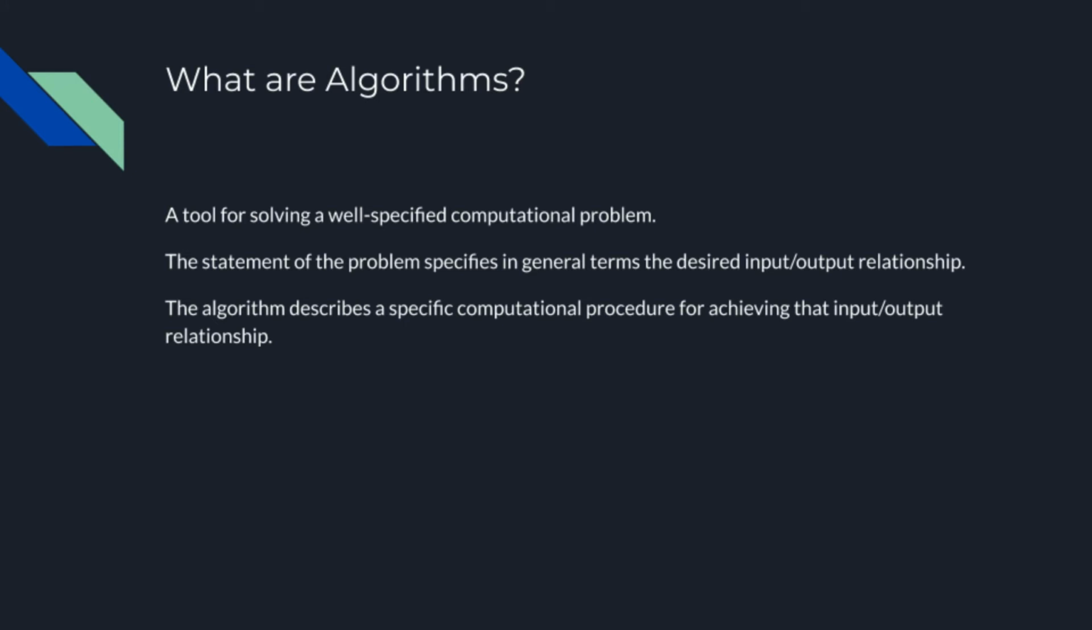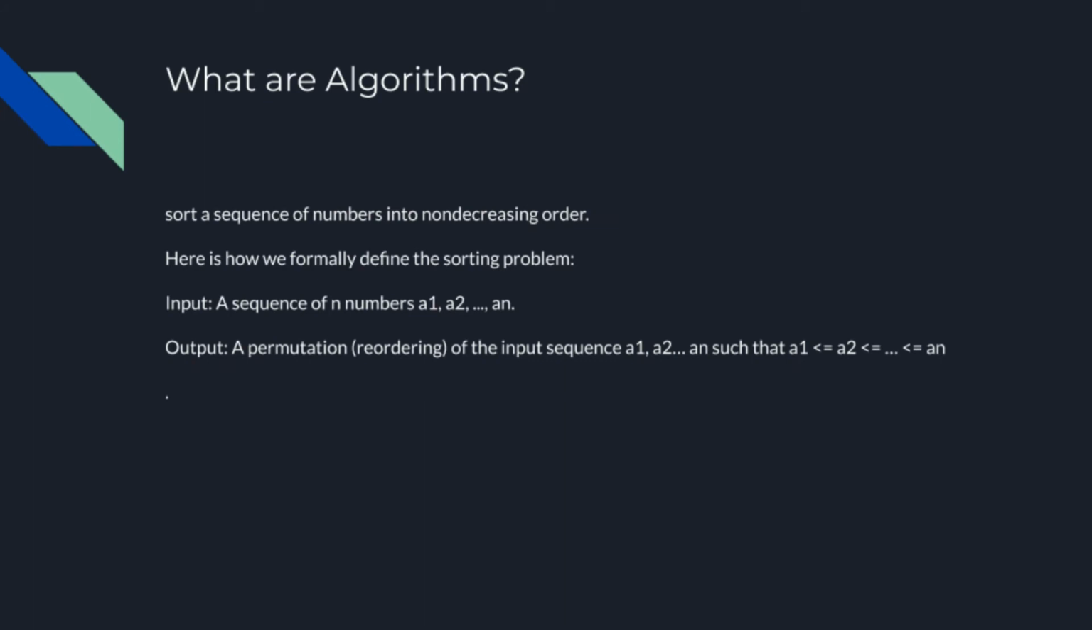A problem specifies in general terms the desired input-output relationship. The algorithm describes a specific computational procedure for achieving that input-output relationship. For example, one might need to sort a sequence of numbers into non-decreasing order. This problem arises frequently in practice and provides fertile ground for introducing many standard design techniques and analysis tools.